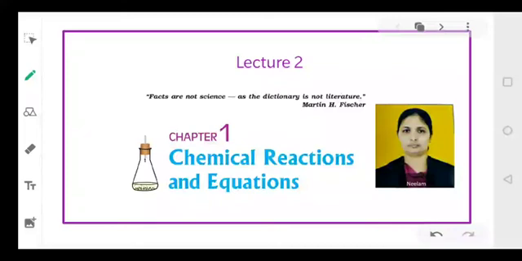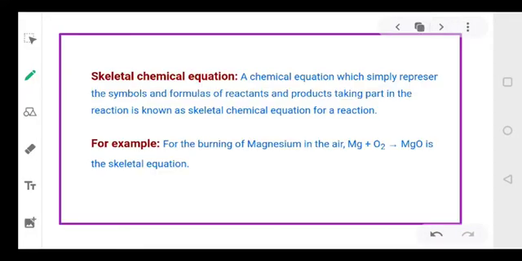So we have started revision with chapter 1, that is your chemical equations and reactions. This is our lecture number 2 for the revision. And I hope you've revised those pages that we discussed yesterday.